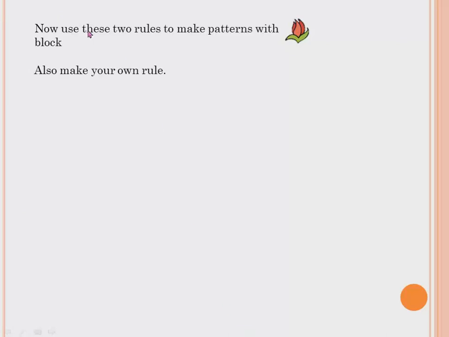Okay, children. Now use these two rules. What are the two rules? The one up, one down rule, and the 1/4 turn rule. They are asking us to make patterns with the block, with this flower block, in that way. And also make your own rule.